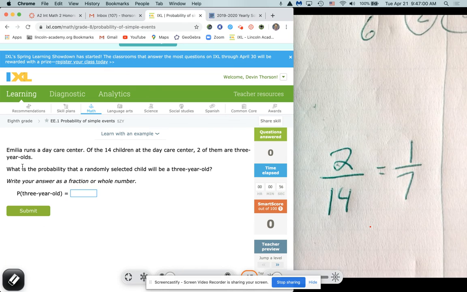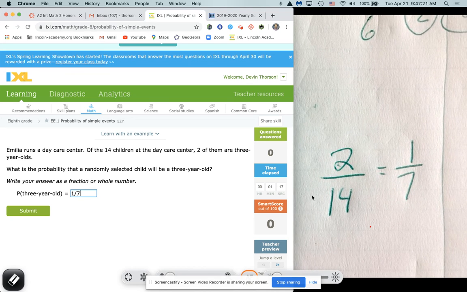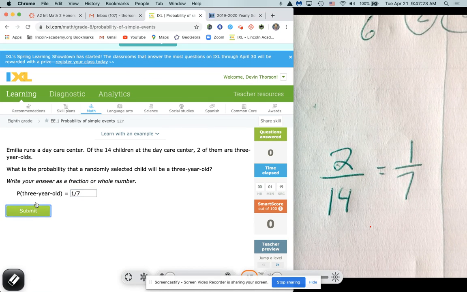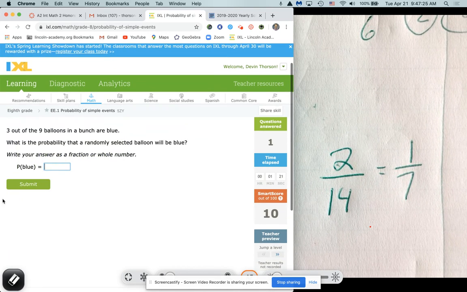Now over here it says write your answer as a fraction or a whole number. I think it's funny that they say fraction or a whole number. The only way you would ever write it as a whole number is if it was 100% chance, and that would be a 1. All your probabilities, unless it's 100% chance of being successful, are going to be a fraction. It's going to be 1/7. Okay? And again, the most important thing is reading the problems carefully.